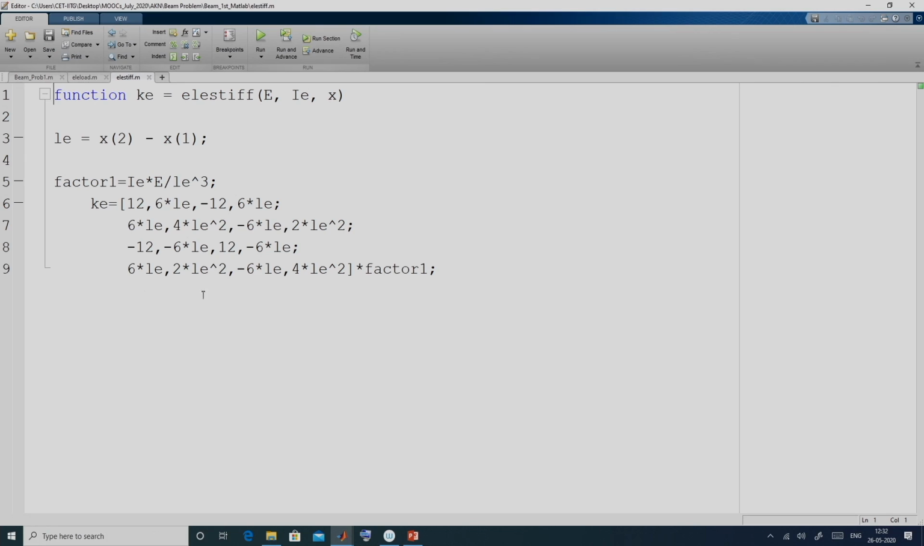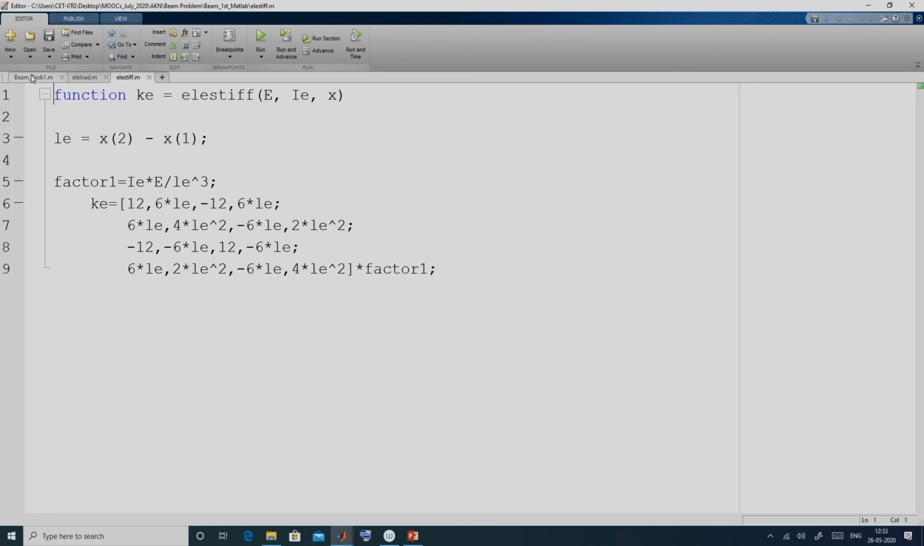First, this function is calculating the element stiffness matrix, where the input is Young modulus E, area moment of inertia I and the nodal coordinate of that element. This is our element stiffness matrix. So, we have calculated that in this function and this Ke is the output of this function L is stiff.